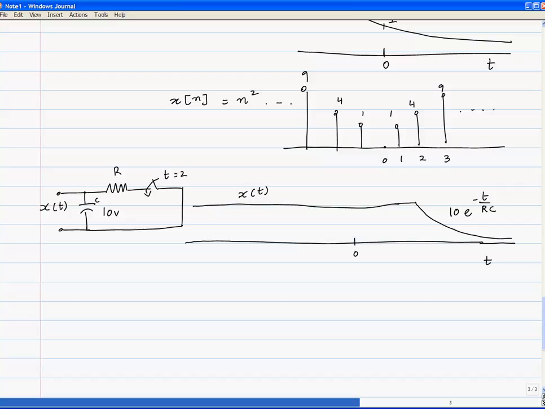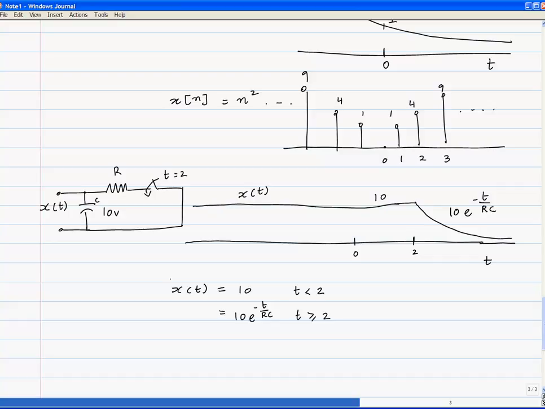It's a lot more convenient to describe x of t as taking two different mathematical functions, one for all values of time less than 2. So essentially this takes the value 10 for all values of t less than 2. And it takes the value 10 times e raised to minus t over RC for all values of time greater than or equal to 2.